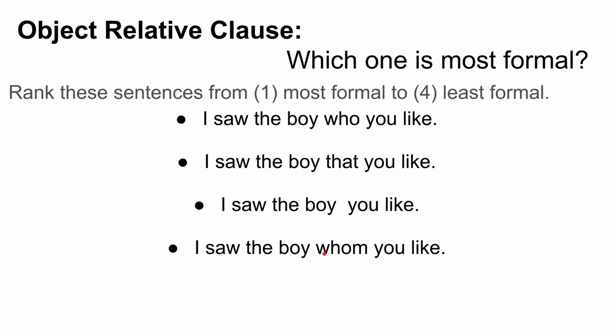Okay, so let's look at levels of formality for object relative clauses. We're going to take 10 seconds to rank these sentences from 1, most formal, to 4, least formal. Okay, so I'm going to read them and rank them in your mind. All right, here we go. I saw the boy who you like. I saw the boy that you like. I saw the boy you like. I saw the boy whom you like. Okay, take 10 seconds to rank these according to levels of formality.